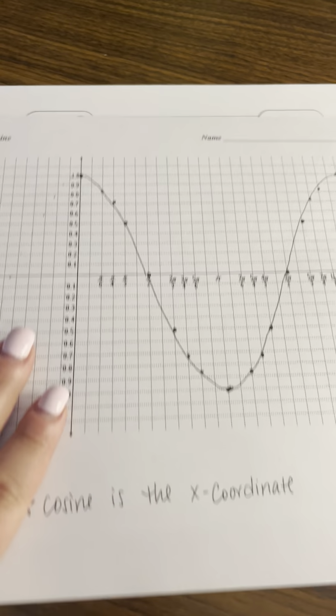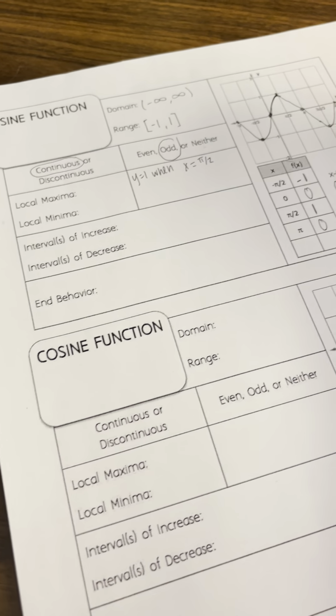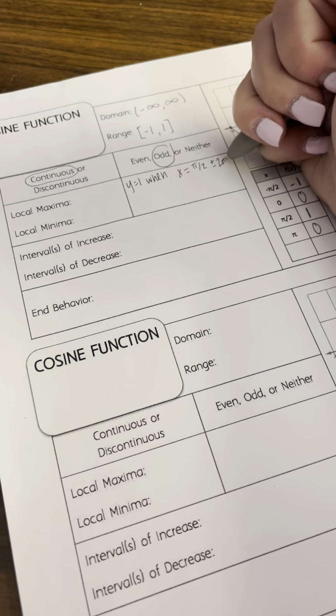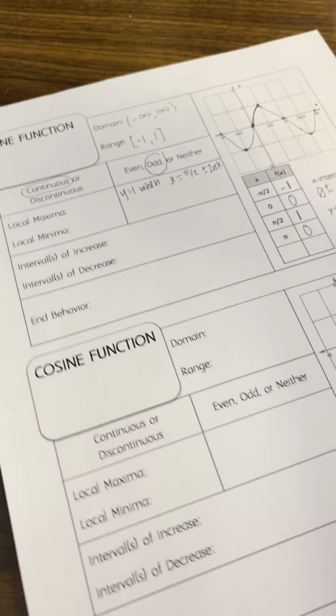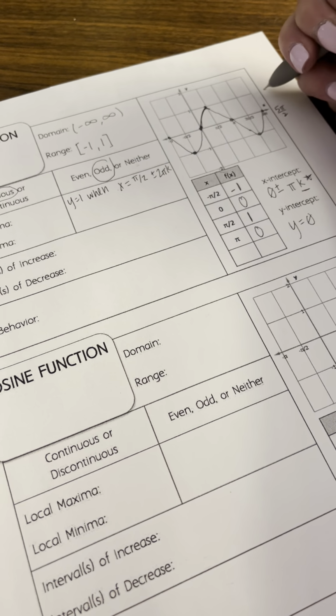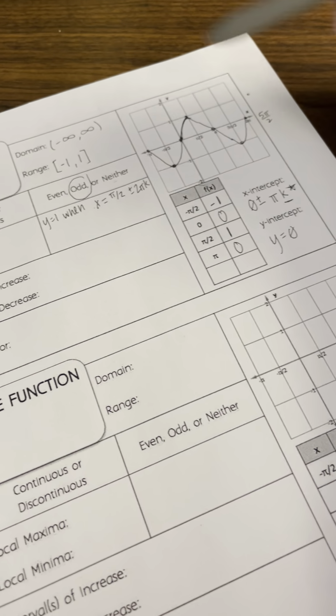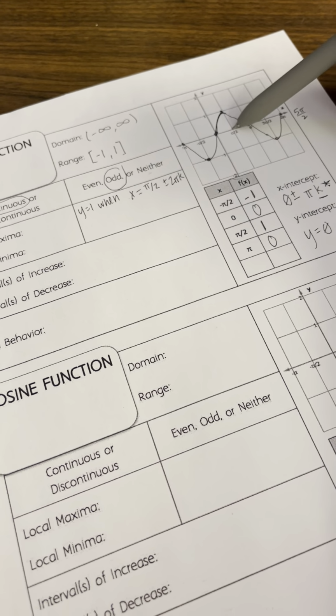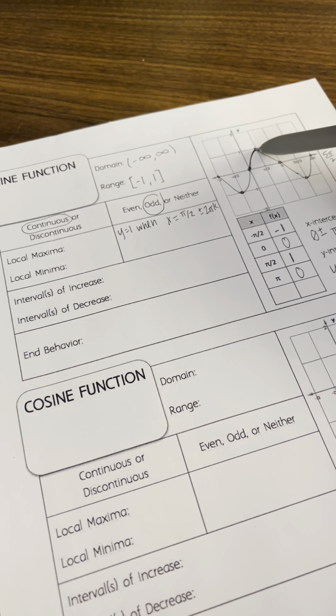My local maximum is going to be 1, right? Y equals 1 when my x is equal to pi over 2 plus or minus 2 pi k. And what this is saying, because if we look here at 2 pi, my next one at 5 pi over 2 would be back at 1, right? So I have a maximum at pi over 2, and then pi over 2 plus 2 pi, right? 5 pi over 2. And so basically every coterminal angle with pi over 2 is going to be at 1.